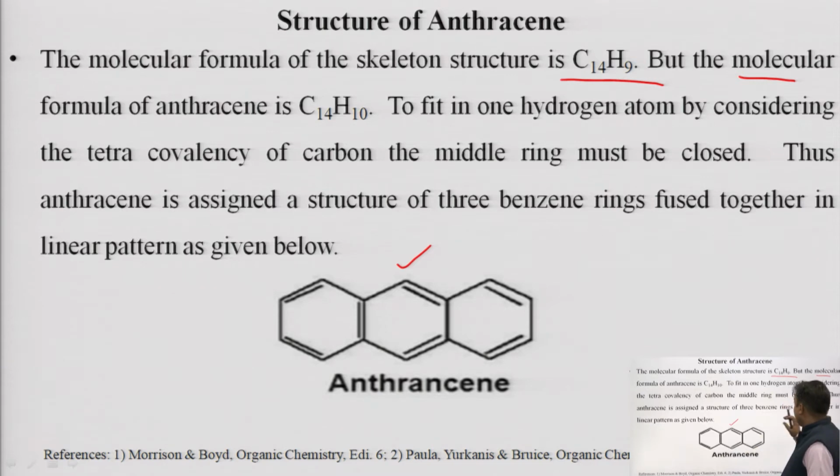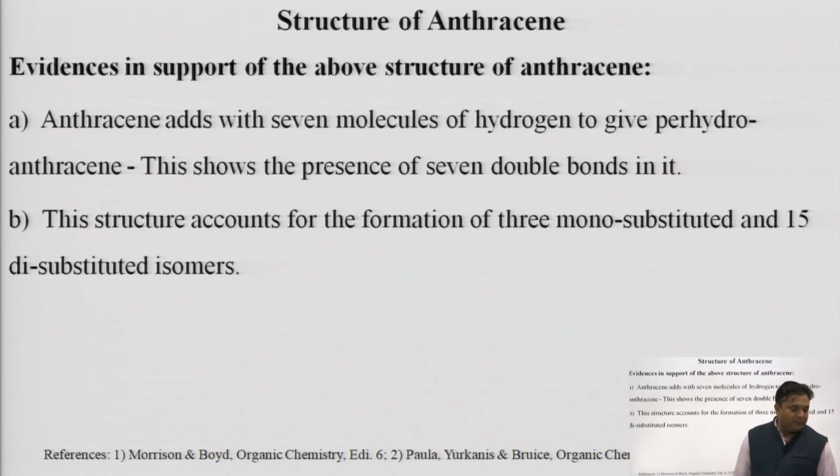So to fit in 1 hydrogen atom by considering the tetracovalency of carbon, the middle ring must be closed. Thus anthracene is assigned a structure of 3 benzene rings fused together in a linear pattern, as you can see in the structure. So I think it is clear now in your minds.